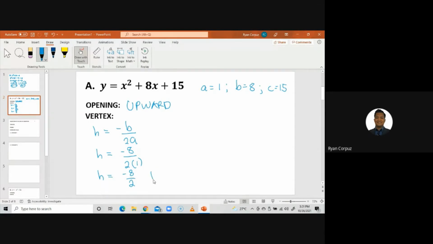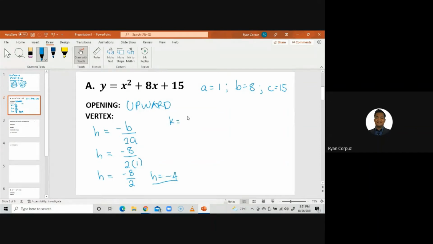So therefore, the value of H is equal to, what's negative 8 divided by 2? 4 po. Unlike signs. What's the value of H? Negative 4. That's negative 4 because it is unlike signs. So the value of H is negative 4. How about the value of K? Paano ba kinukuha naman yung K?